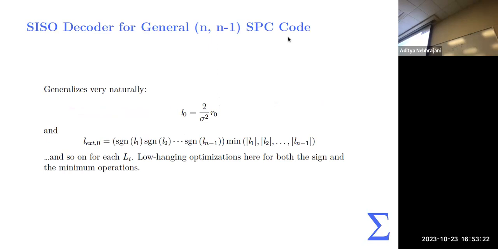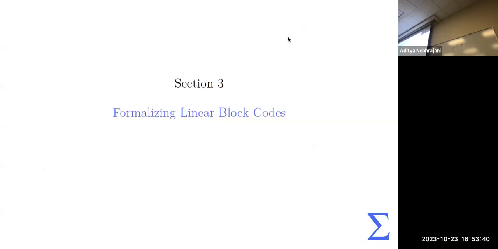So again, there are low-hanging optimizations here for the sign: you can pre-compute it and then keep multiplying the new one. And for the minimum operation, this output is actually always going to be the same, except when you're trying to compute the extrinsic value for the minimum one, where it will be the second smallest value. Right? So this is really easy to optimize, but it doesn't really matter.